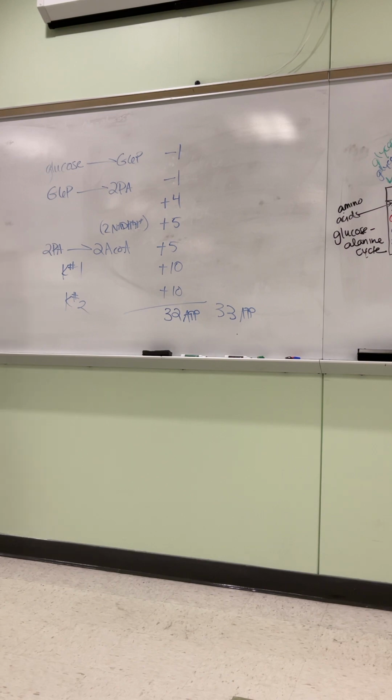What was our maximum ATP from the anaerobic metabolism of the carbohydrate? 3. Our maximum was 3 if we were coming from muscle glycogen. Now we're at 32 and 33, significantly more when we incorporate the aerobic metabolism. But it requires oxygen, so it's slower.